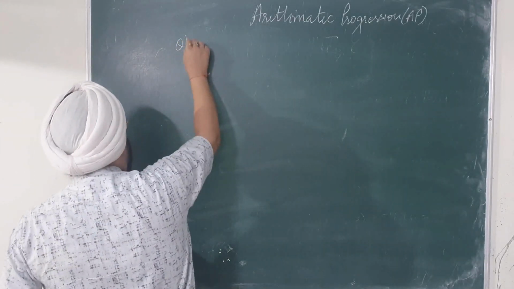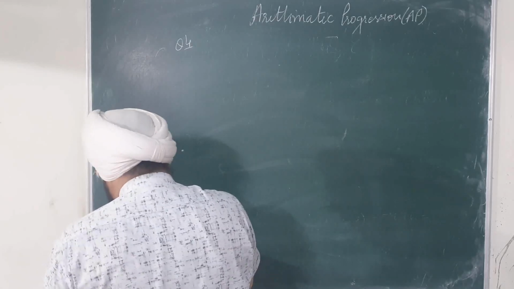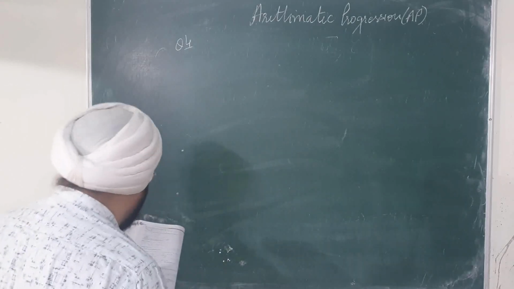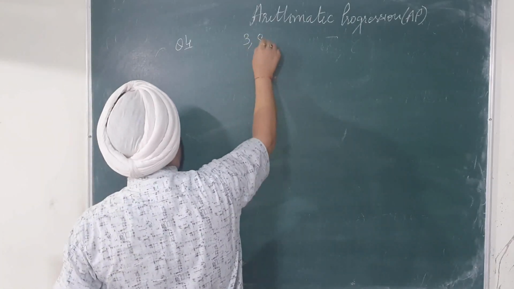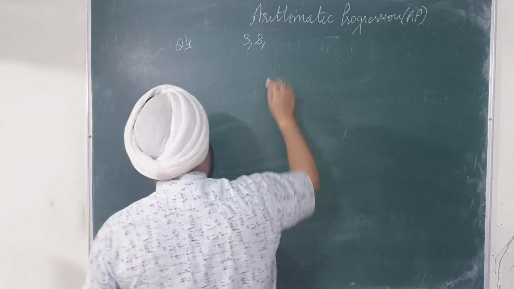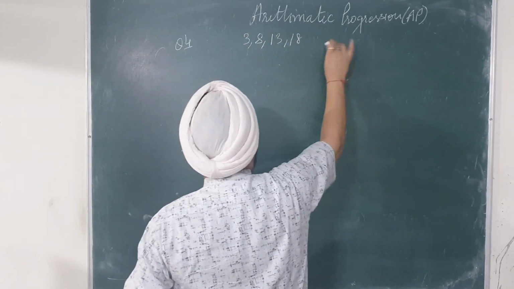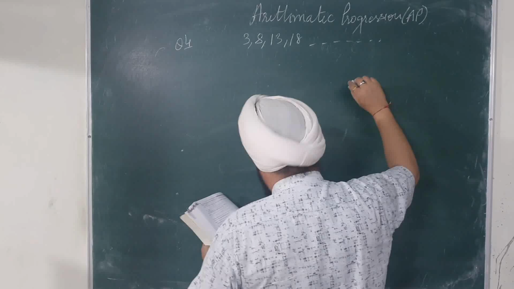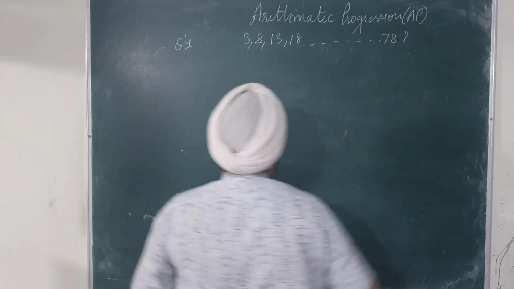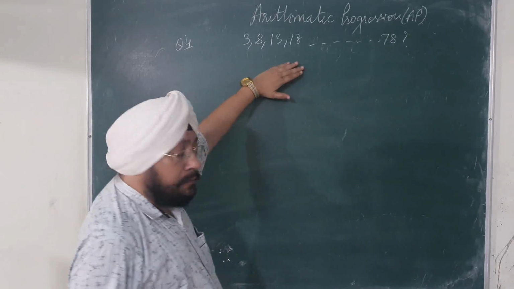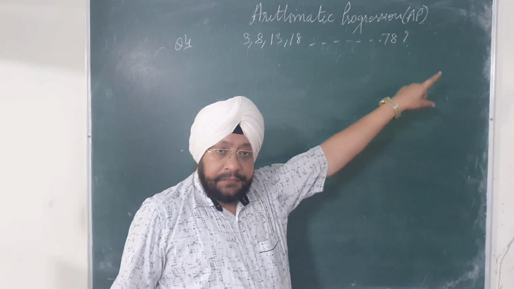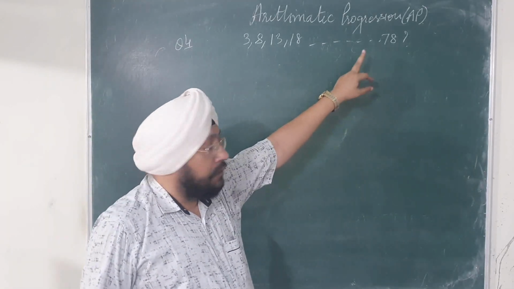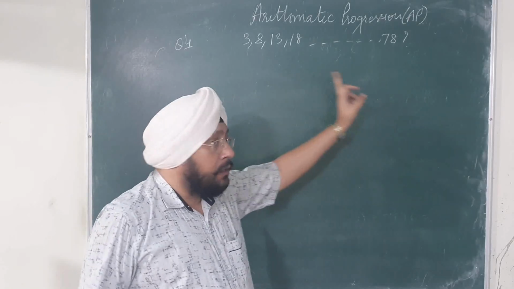Now see question number 4. What is question number 4? Question number 4 is: which term of the AP? Now this is the AP given to you: 3, 8, 13, 18, dash, and we are given 78. The question is, which term of this AP is 78? Means we have to find the location or the position of this term 78 in the particular AP.